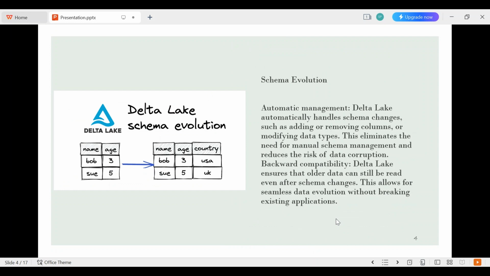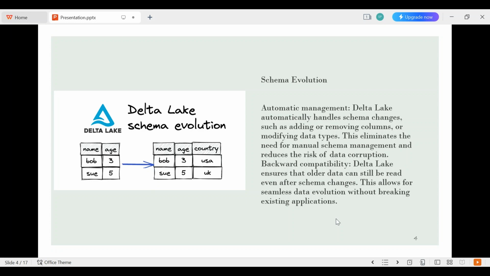That means suppose you have made some changes in a column, like adding one column or deleting a column, you can still read the older column and that facility is available here. This allows for seamless data evolution without breaking the existing application.